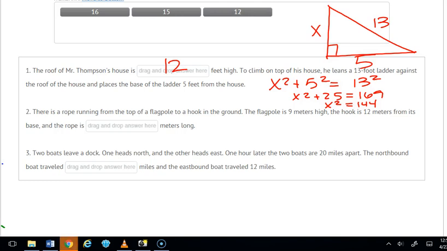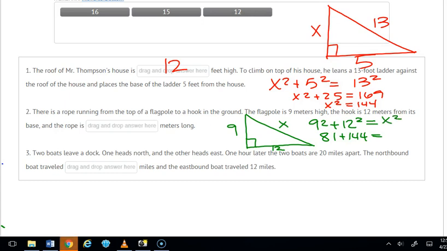There is a rope running from the top of a flagpole to a hook on the ground. The flagpole is 9 meters tall. The hook is 12 meters from its base. So this time we have A squared and B squared. So we're going to do 9 squared plus 12 squared and figure out what that's equal to. That's 81 plus 144. That's going to be our length over here, x squared. So that's going to be 225 is equal to x squared. When we take the square root of 225, this one is 15. And again, we would drag and drop those where they go.